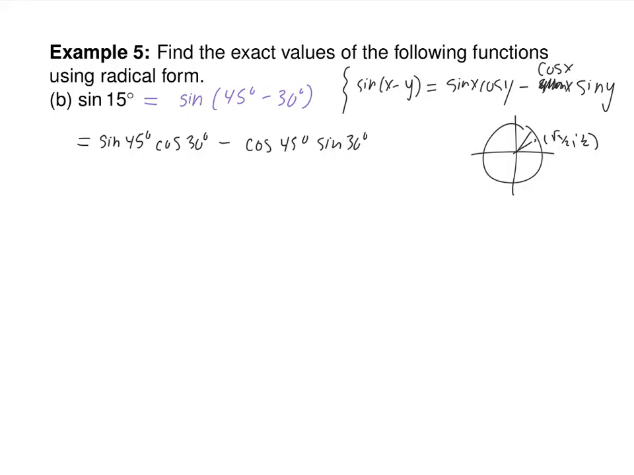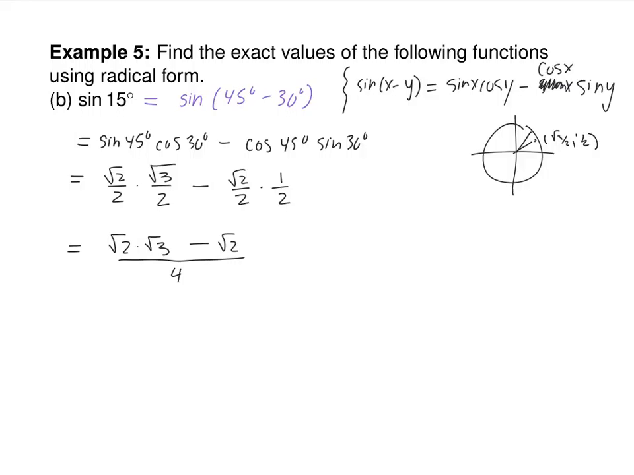All right. So what's sine of 45 degrees? Cosine 30 is root 3 over 2, right? Cosine's the x, yes? Okay. Minus cosine of 45, which is still root 2 over 2, right? Times sine of 30, which is 1/2, right? So that's root 2 times root 3 minus root 2, all over what common denominator? 2 times 2, which is 4.